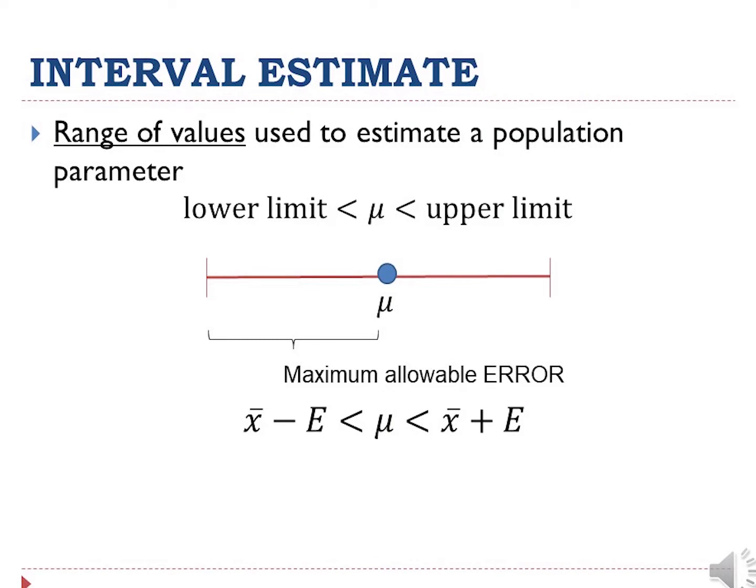Okay, so we're done with point estimate. The next important thing in population estimation is interval estimate. So what is interval estimate? It's a range of values to estimate a population parameter. How do we determine the range of values?